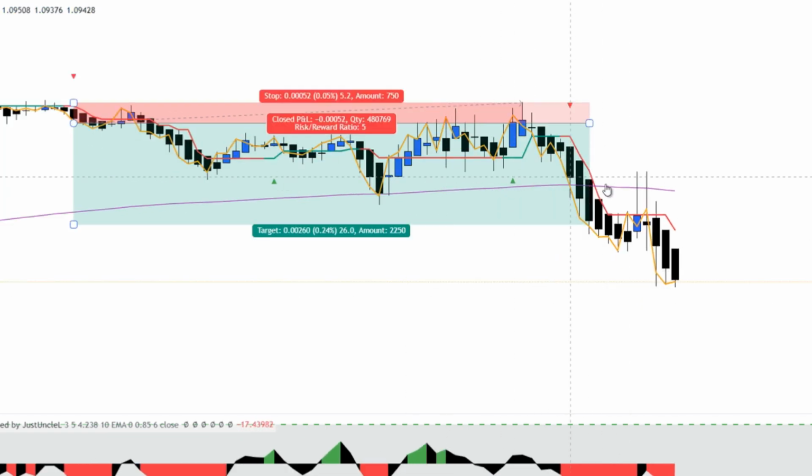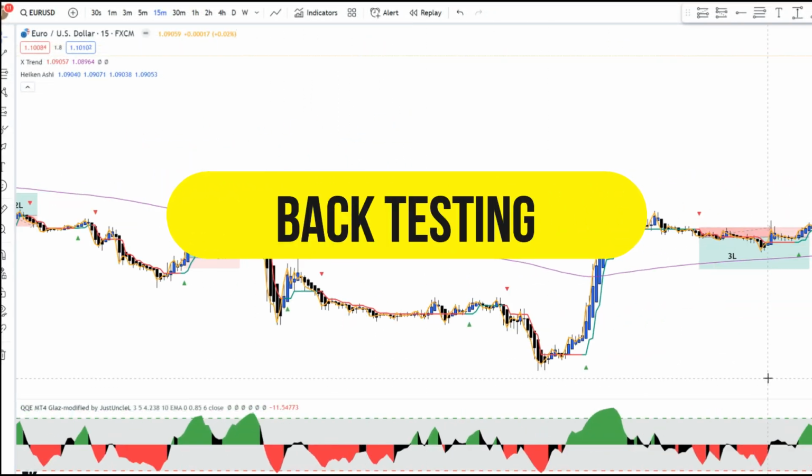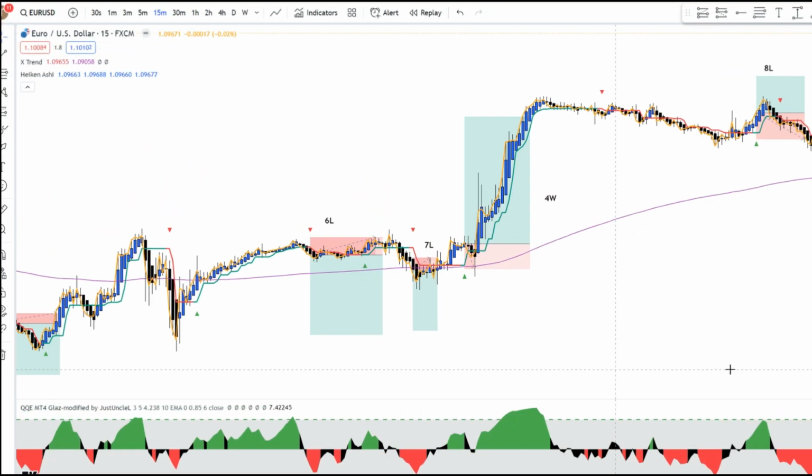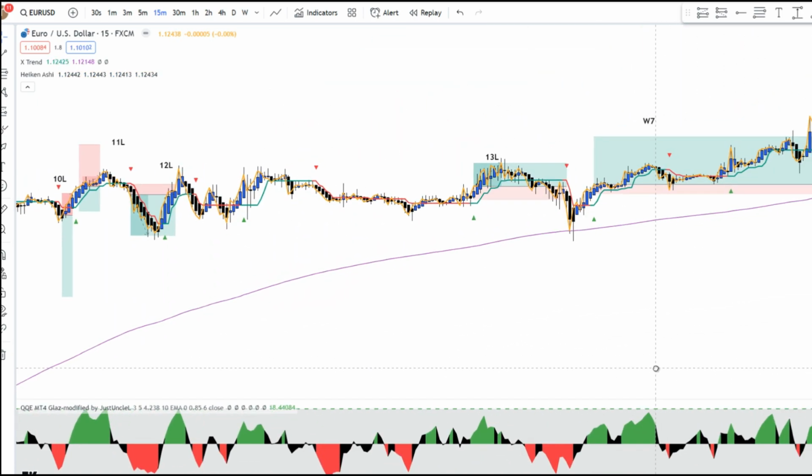So here are the 20 trades that are backtested. I'm gonna fast forward you to show you the end results. Overall, we had 7 winners and 13 losers. So with 5x ratio, it is a massive 35x gain. However, there were 4 consecutive losers.